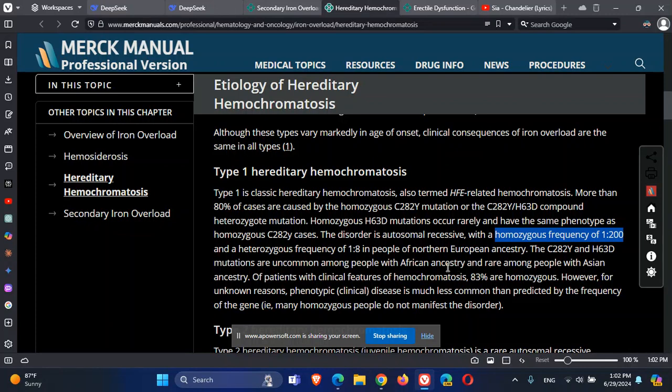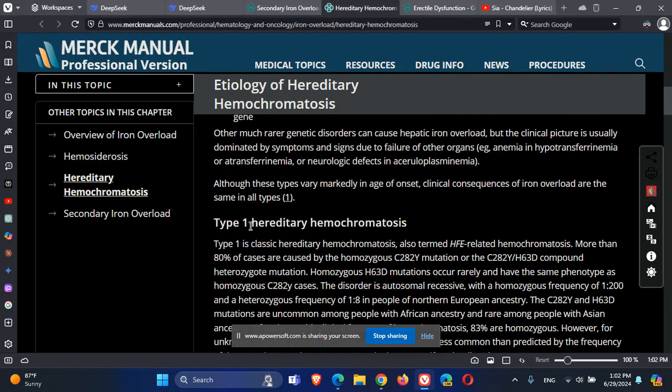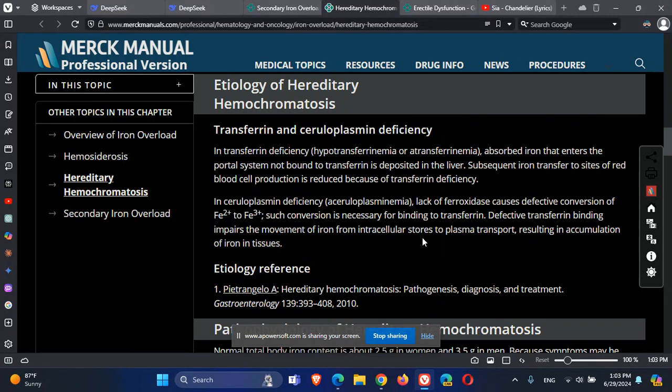Sometimes it's heterozygous, and those patients have an even lower incidence of the disease. Another thing is that the disease takes a lot of time to develop. Sometimes it's not even apparent in the starting phases, and only later on does it develop. Other types are the juvenile type with a mutation in the transferrin receptor, and the fourth type is ferroportin disease. This is the mutation. Again, type 1 is the most common type.